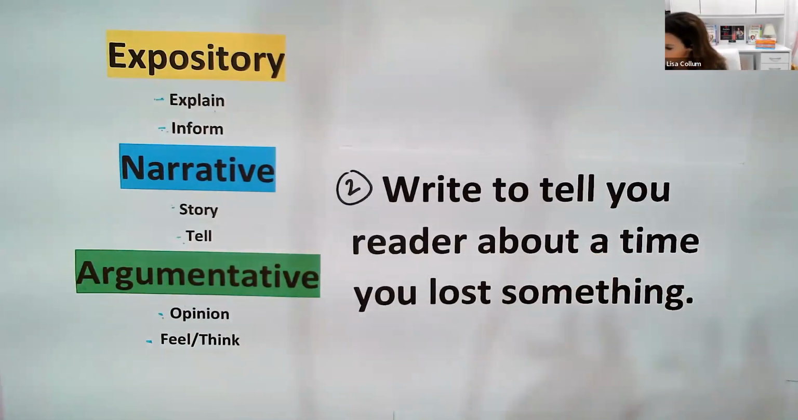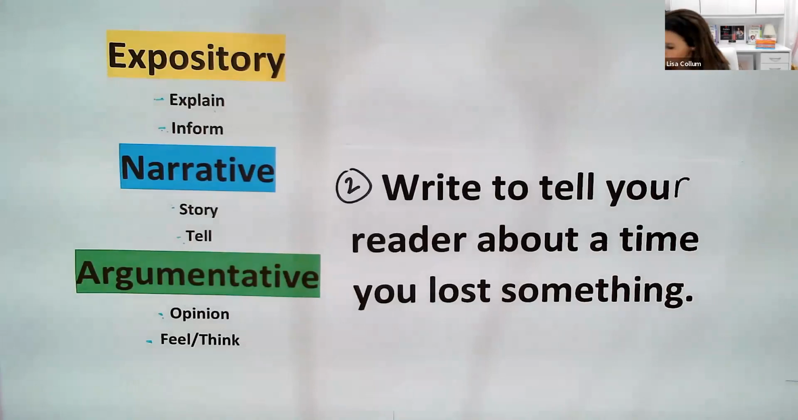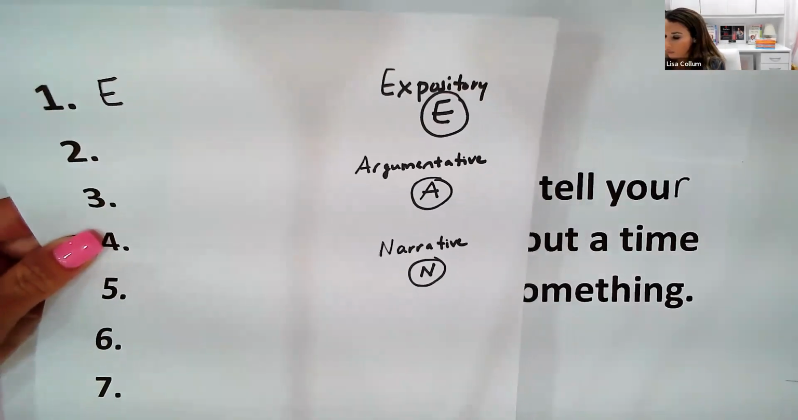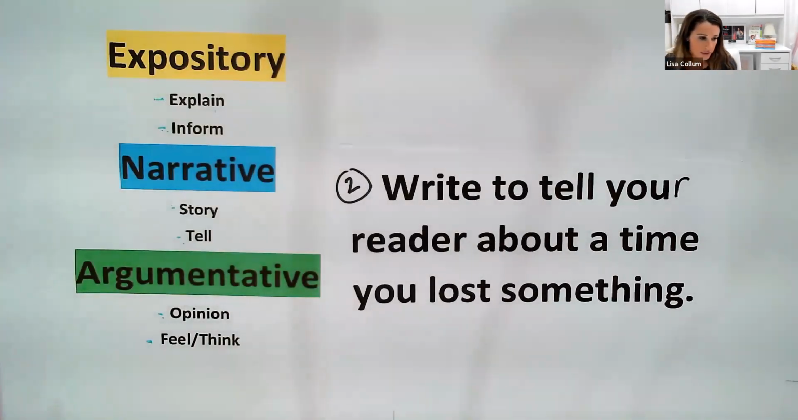Write to tell your reader about a time you lost something. Next to number 2, I want you to write an E if it's expository, an N if it's narrative, or an A if it's argumentative.